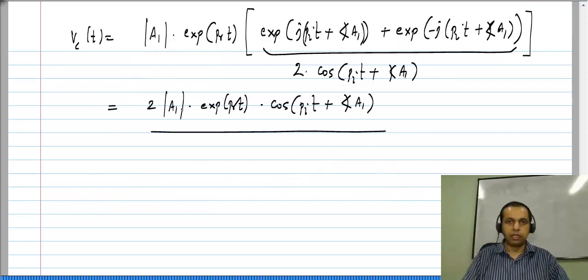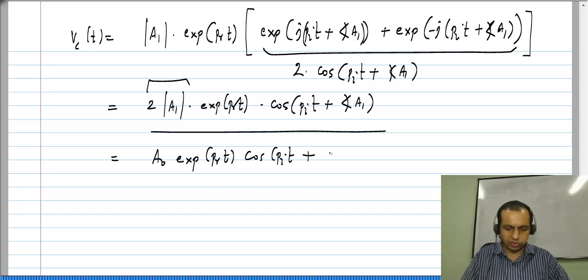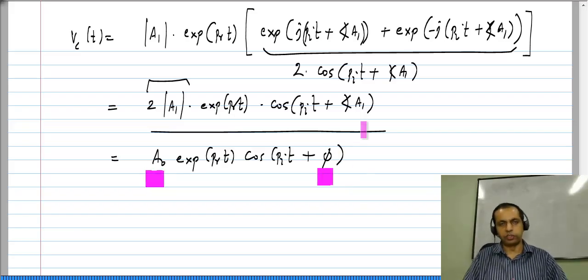Typically it is easiest, this 2 doesn't have much significance here. This whole thing is some constant A0 exponential PRt cos(PIt plus some angle phi). So we have 2 constants A0 and phi, which you can find from the initial conditions. So these are the responses when you have real coincident roots and when you have complex conjugate roots for the characteristic equation of the second order system.